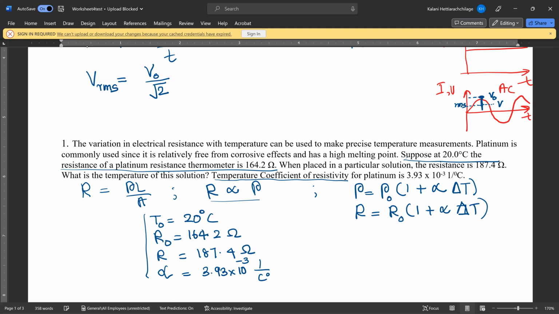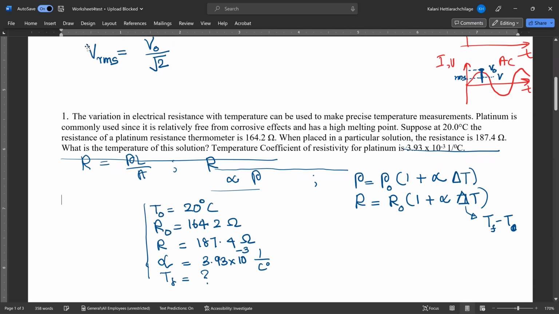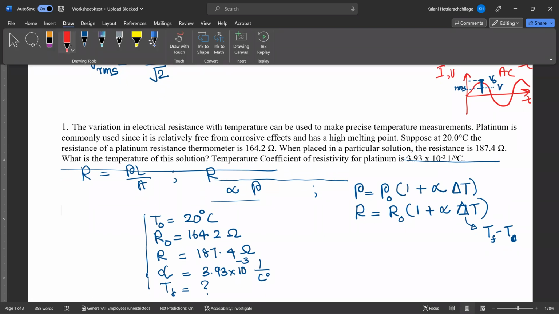Okay, so now we have those numbers. We just need to plug them in and find what my final temperature is. Everybody knows what delta T is, right? Delta T is the change of the temperature. Since the resistance is increasing, I'm going to write final temperature minus initial temperature, T naught. So now we can plug in the values. R is given; what I need to find is T final.